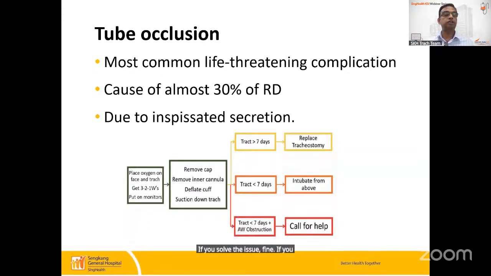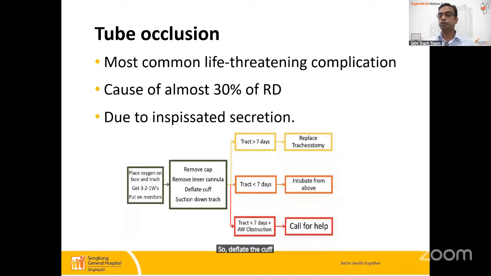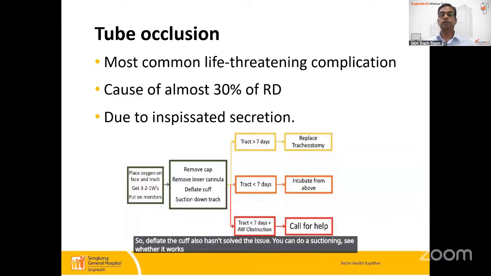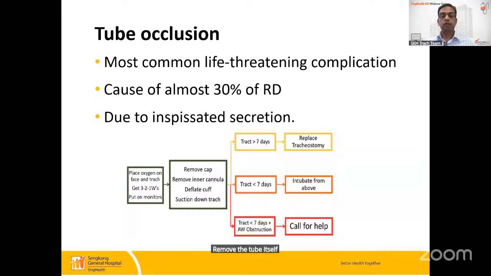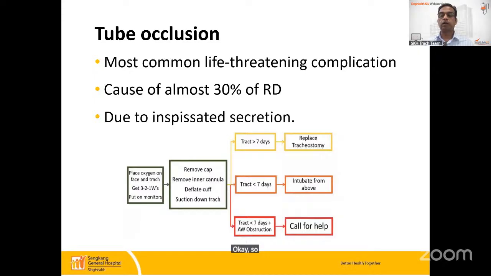If you're not solving the issue, you can deflate the cuff. If deflating the cuff also hasn't solved the issue, you can do suctioning, see whether it works. If it doesn't, remove the tube itself. Oxygenation: you can oxygenate them on the face and also in the trachea, the stoma side. Okay, so when it comes to reestablish, you think about the same thing again. Tract maturity is the main thing. So if it's not matured, go for intubation from above.